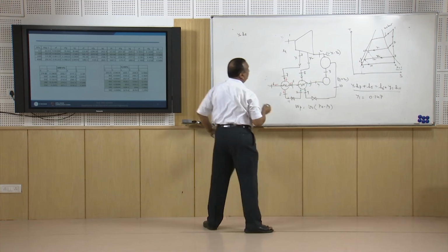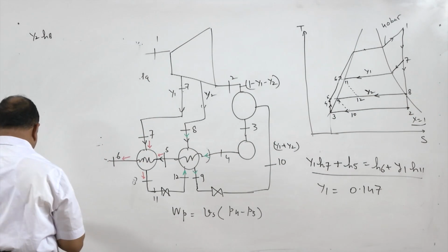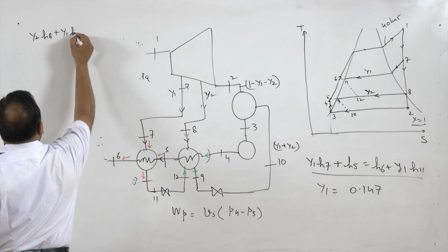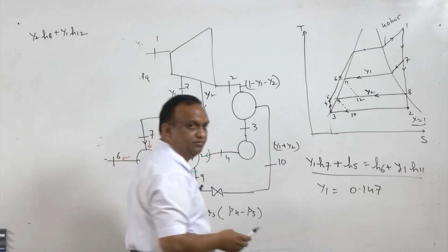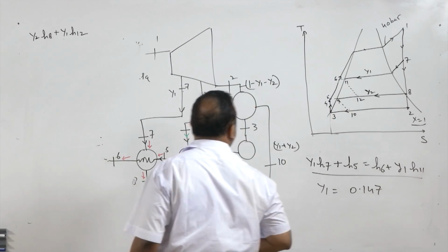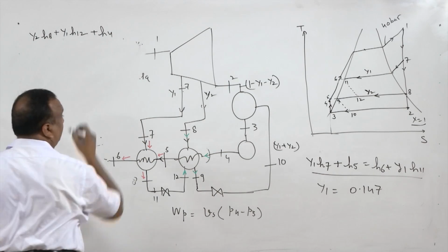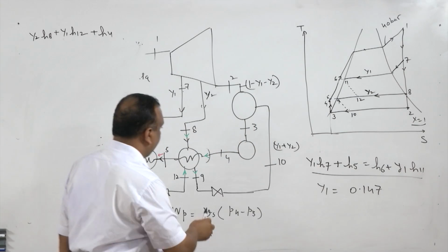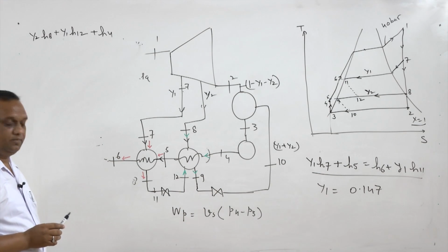Y2 H8. This is enthalpy of fluid at 8, we have already calculated. Y2 we do not know, plus Y1 H12. This is Y1 H12. H12 is H11. It is only isenthalpic expansion. So H12 is equal to H11 plus H4. H4 is enthalpy at state 4. After pumping state 3, we are getting state 4.